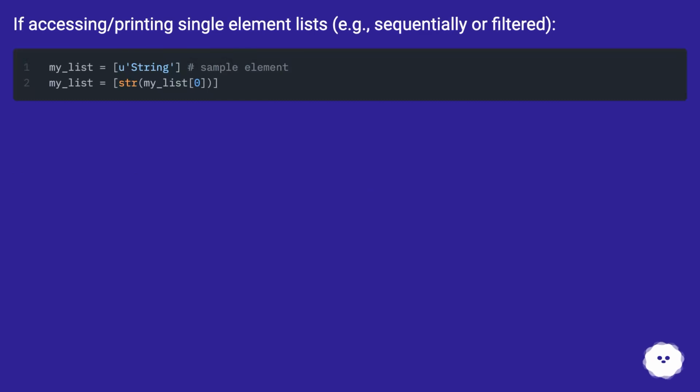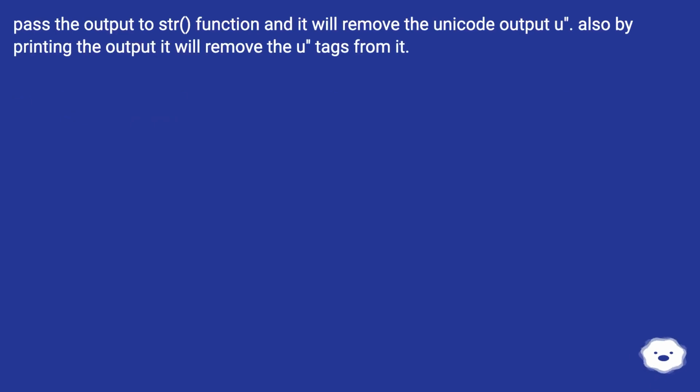If accessing or printing single element lists, e.g., sequentially or filtered, pass the output to the str function, and it will remove the Unicode u. Also, by printing the output, it will remove the u tags from it.